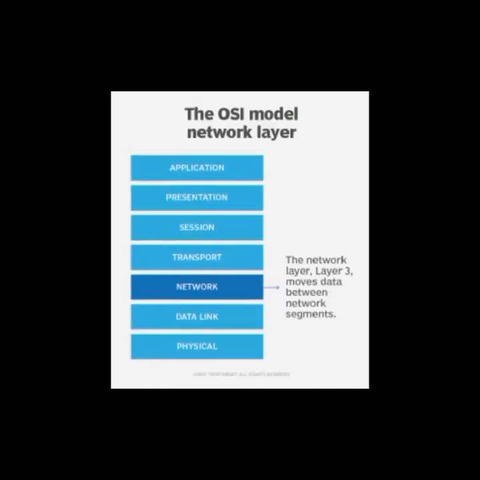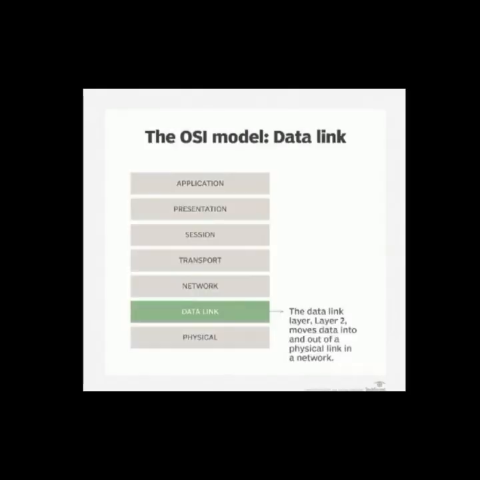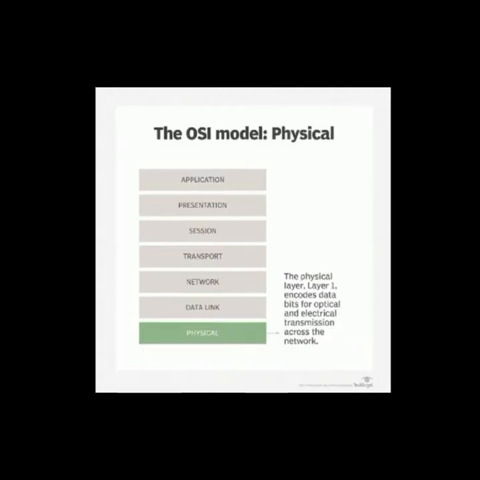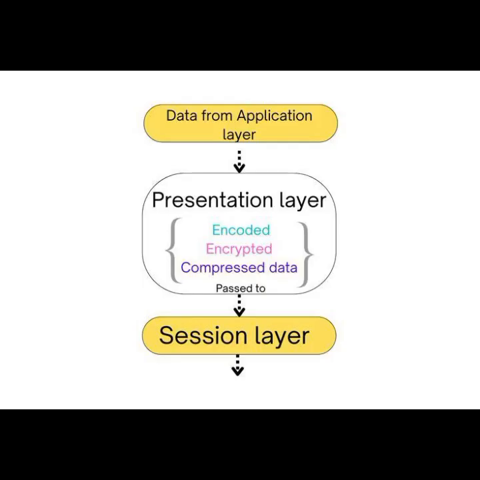The network layer, layer 3, moves data between network segments. Data link, layer 2, moves data into and out of a physical link into a network. The first layer is physical. The physical layer encodes data bits for optical and electrical transmission across the network.